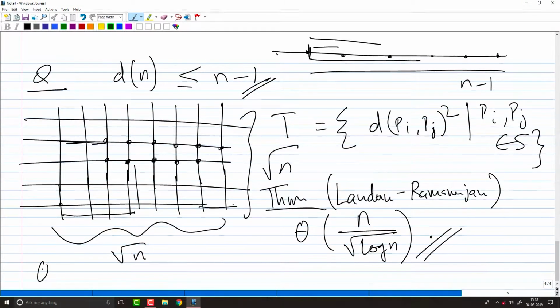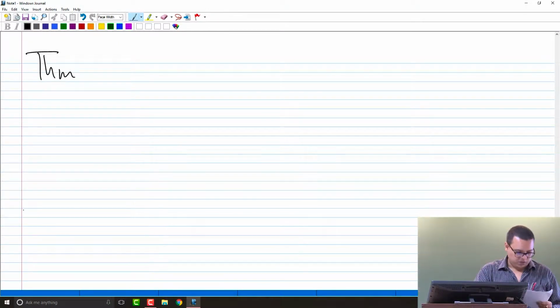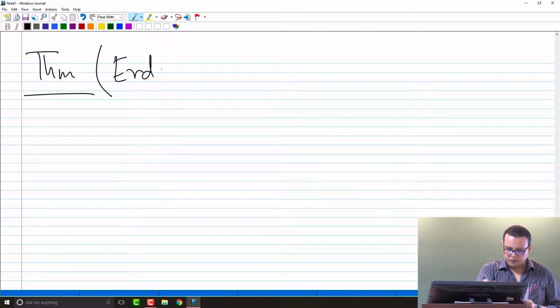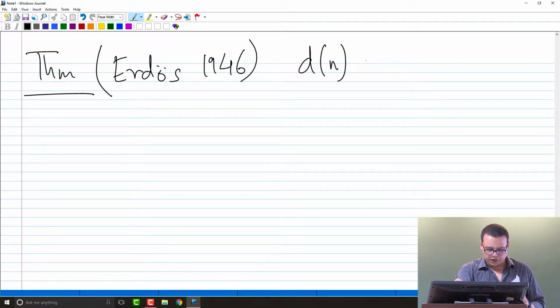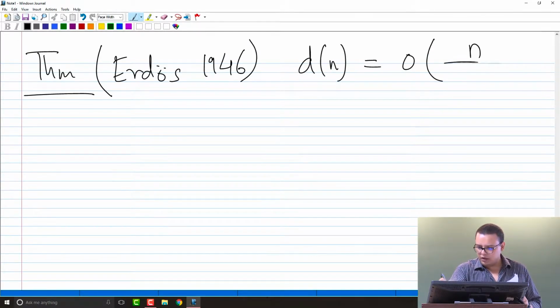So this was a theorem. Again, in the same paper, I think he proved that dn is of the order n by square root log n.